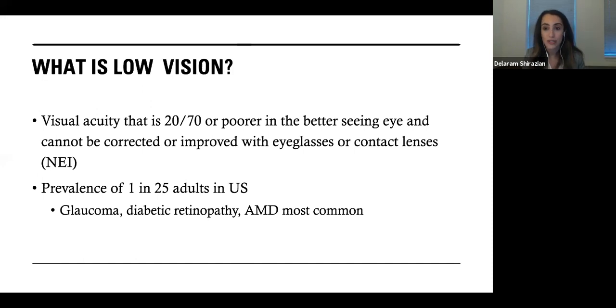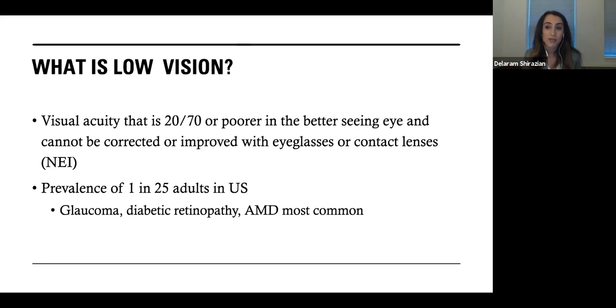So let's jump right into it. What is low vision? Low vision defined, if you look it up, is going to have a lot of different definitions. It's not really one agreed upon definition, but the most common one that is cited is by the National Eye Institute. It is defined as visual acuity that is 20/70 or poorer in the better seeing eye and cannot be corrected or improved with eyeglasses or contact lenses.